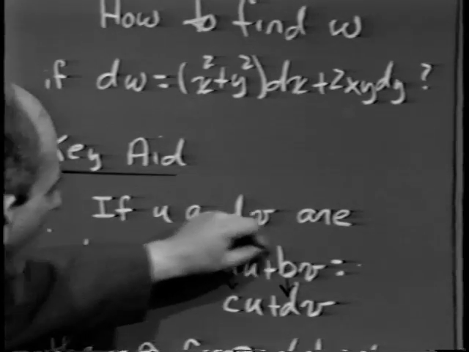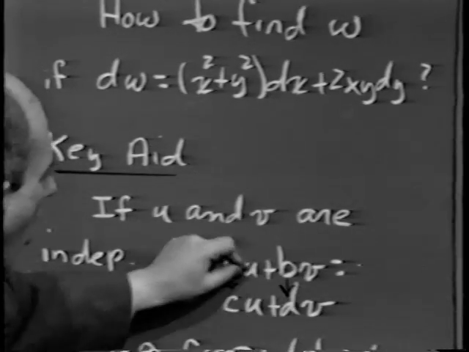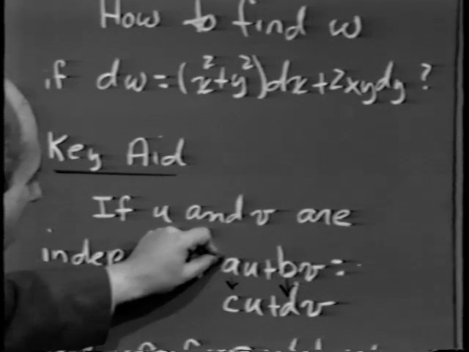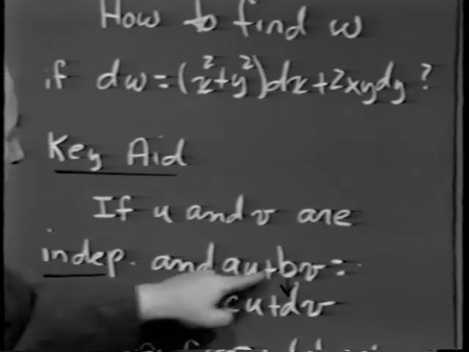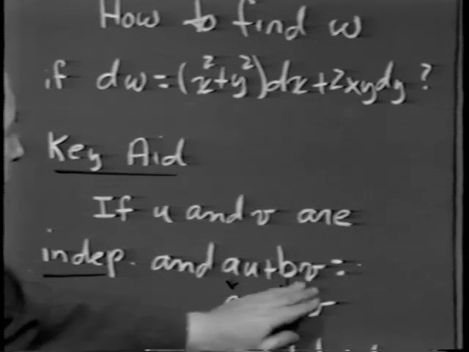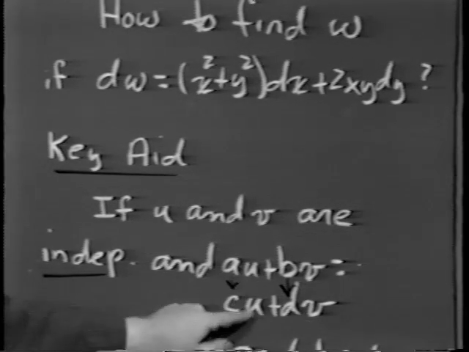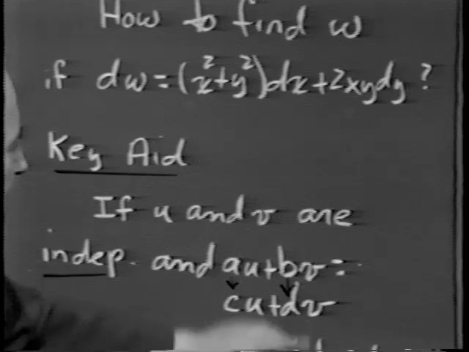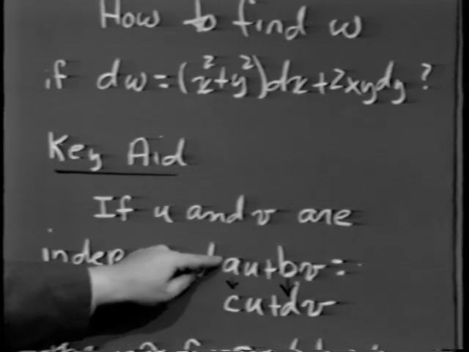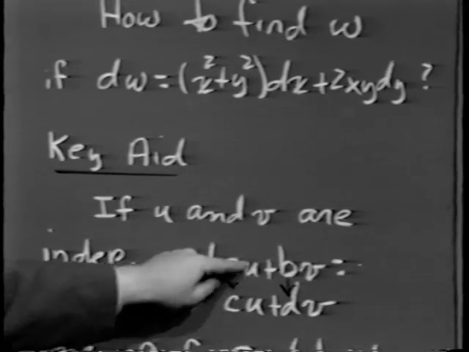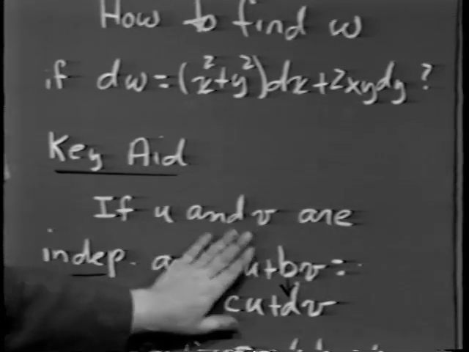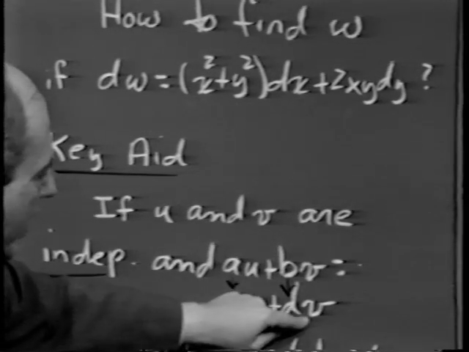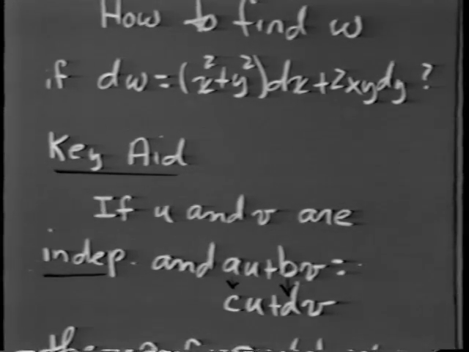In other words, the only way that two linear combinations of independent variables can be equal is if they're equal coefficient by coefficient. You see, the proof is very simple. Namely, after all, if u and v are independent variables, why can't I pick v to be 0, let u be any non-zero number? Then if v is 0, when I equate these two, it says au equals cu. Since u is not 0, I can cancel and obtain that a equals c. And in a similar way, letting u equals 0, I have bv equals dv. I can cancel the v's and get that b equals d.